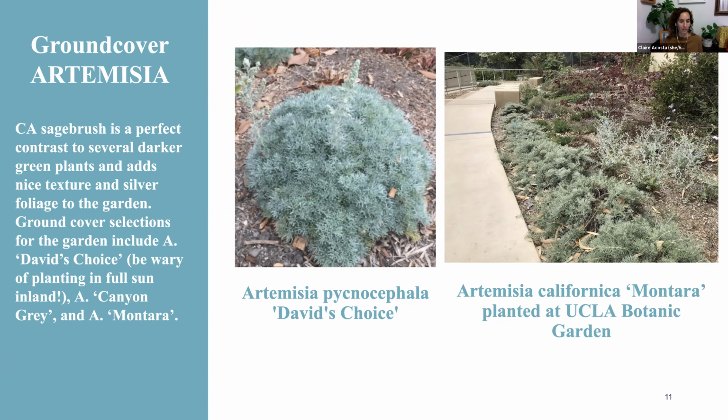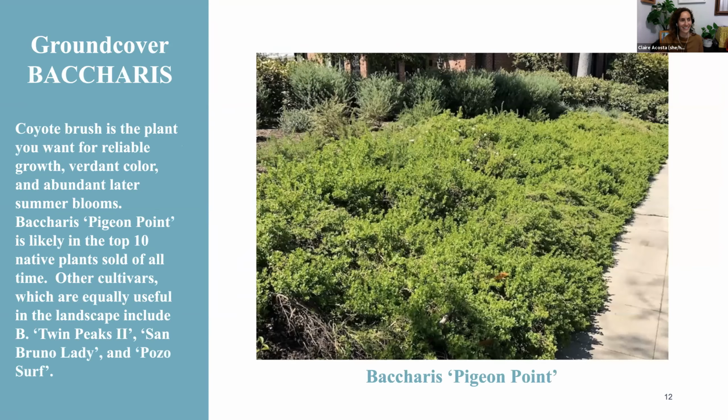Artemisia pycnocephala, which is the one on the left, this 'David's Choice', is a good option for not full sun inland. So it's a better option for maybe the coast. And it's definitely more of a little hedgehog ball thing. Again, just pick what makes sense for your situation. I think Artemisia is really typical of the coastal sage scrub. I know Artemisia californica is great for erosion. I don't know, they're just great. I might say that for everyone.